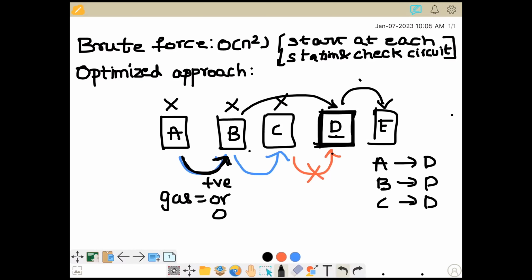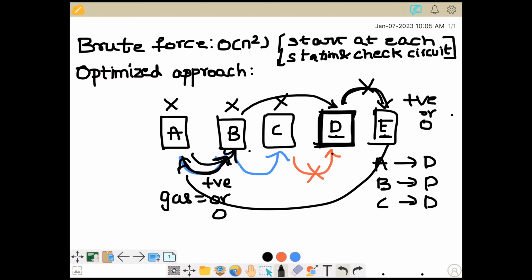If we cannot go from D to E, then E will be our answer, because here also, if we can go from D to E, we carry some positive or zero value. So with this positive or zero value, we should be able to circuit from E to A to B, and B to C. If we cannot go from here to here, then without this positive or zero value also, we cannot go from E to A.